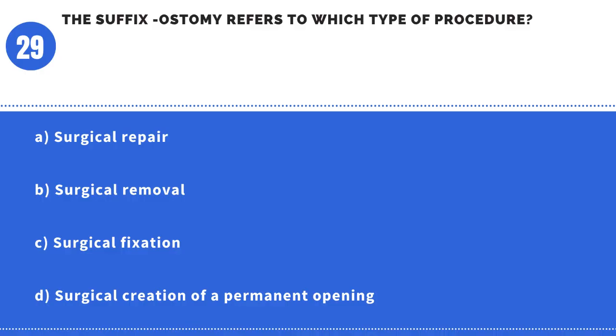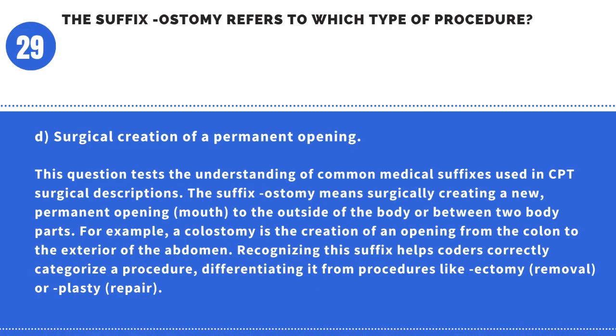Question 29. The suffix ostomy refers to which type of procedure? A. Surgical repair. B. Surgical removal. C. Surgical fixation. D. Surgical creation of a permanent opening. Answer: D. Surgical creation of a permanent opening.